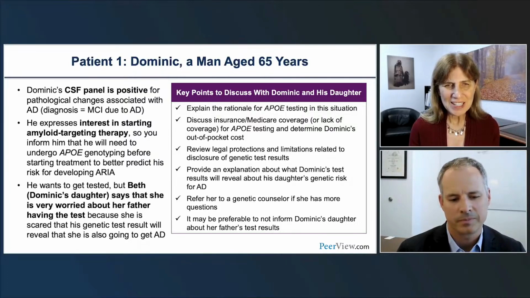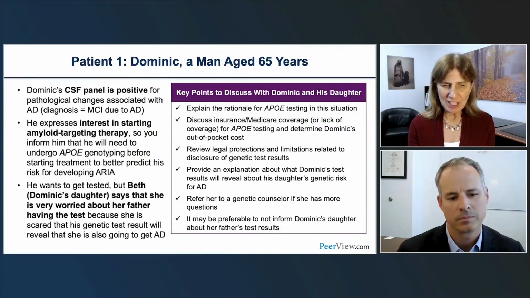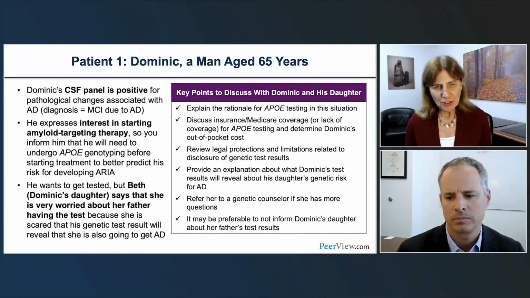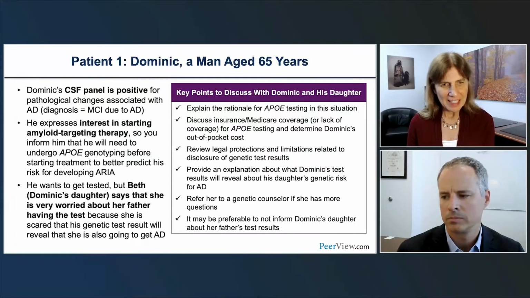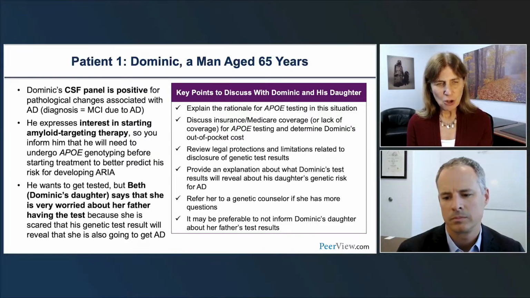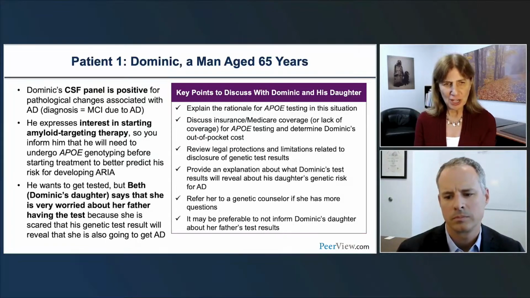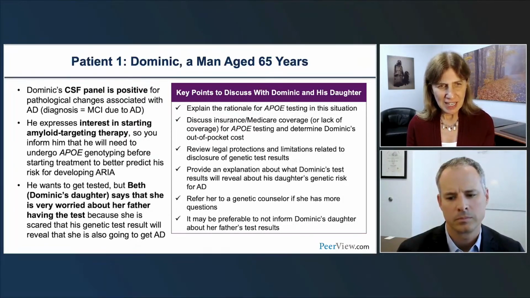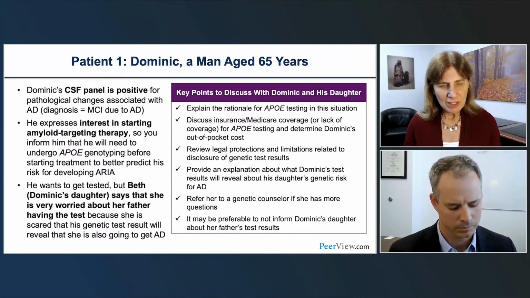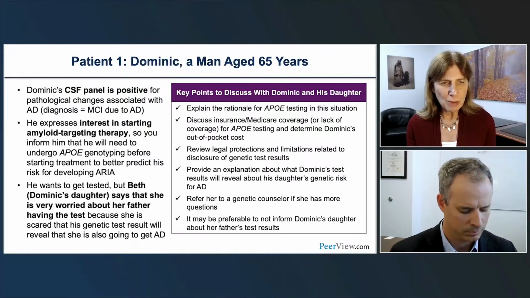Sure. It's such an interesting situation because I believe in a patient's right to know and to access treatment, but I also believe in an individual's right not to know their genetics. And here, if the daughter is against Dad getting ApoE genotyping, then she may be blocking his access. It's not mandatory to know your ApoE genotype to initiate anti-amyloid therapy with monoclonal antibody therapy. However, it does inform the risk-benefit discussion.